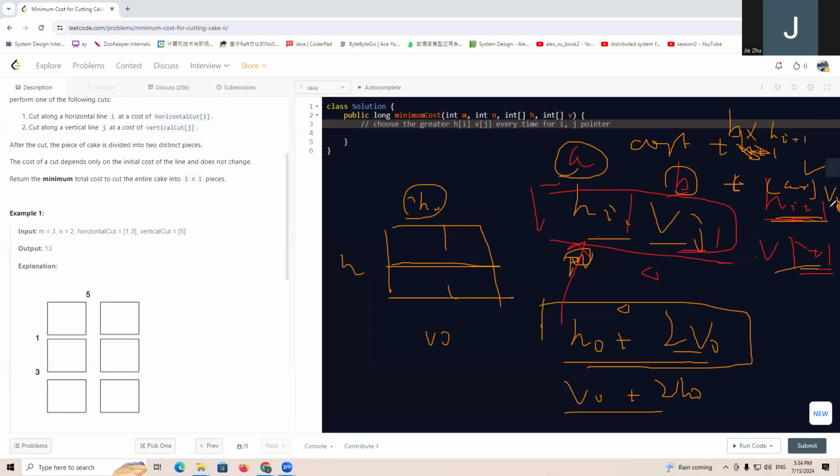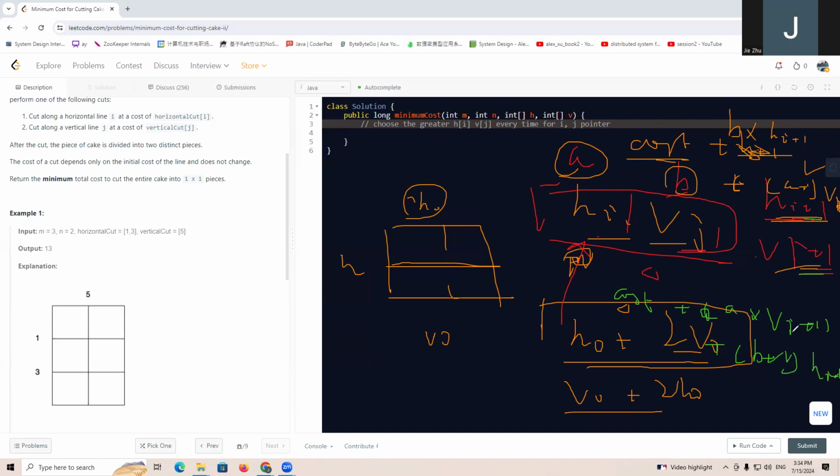VJ plus 1, right? So that is our cost. And if we do the vertical cut first, then at our I plus 1, J plus 1, the cost is cost plus A multiplied by VJ plus 1, and plus B plus 1, right? Multiplied by H plus I plus 1, right?